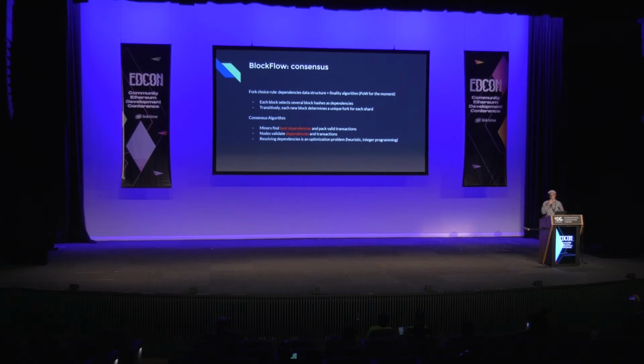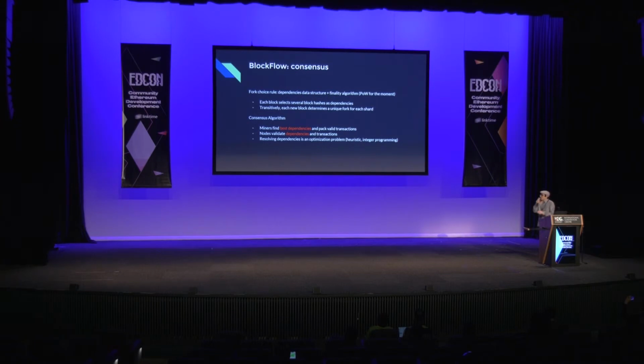In Blockflow, we use a smart data structure to resolve the dependencies of the different forks. We have one kind of DAG algorithm, which is then combined with a finality algorithm, and this way we reach a consensus. To be a little bit more precise, in Blockflow, each block selects several block hashes as dependencies and packs them inside the block content, right? Each new block determines a unique fork for each shard, and that in a transitive way.